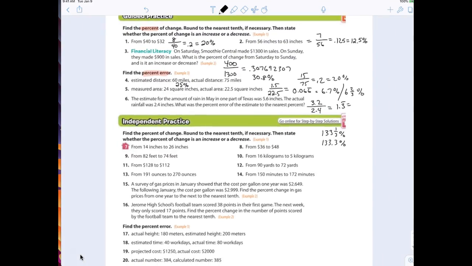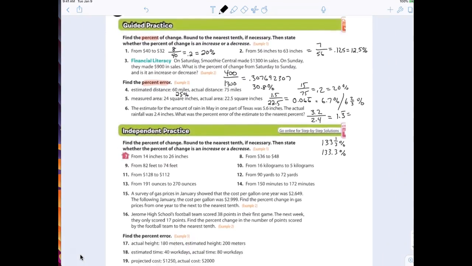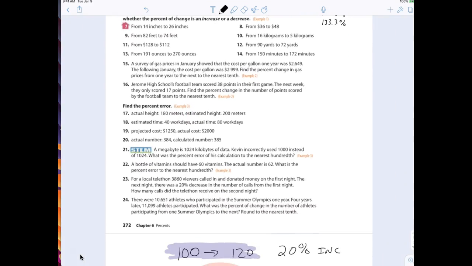Now what I want you to do is try your best on 7 through 24. Set up the fraction and then let the calculator do the work. Write the decimal and then write the percent. I'm not interested in you just writing down a bunch of answers. Write the fraction, write the decimal, and then write the percent.